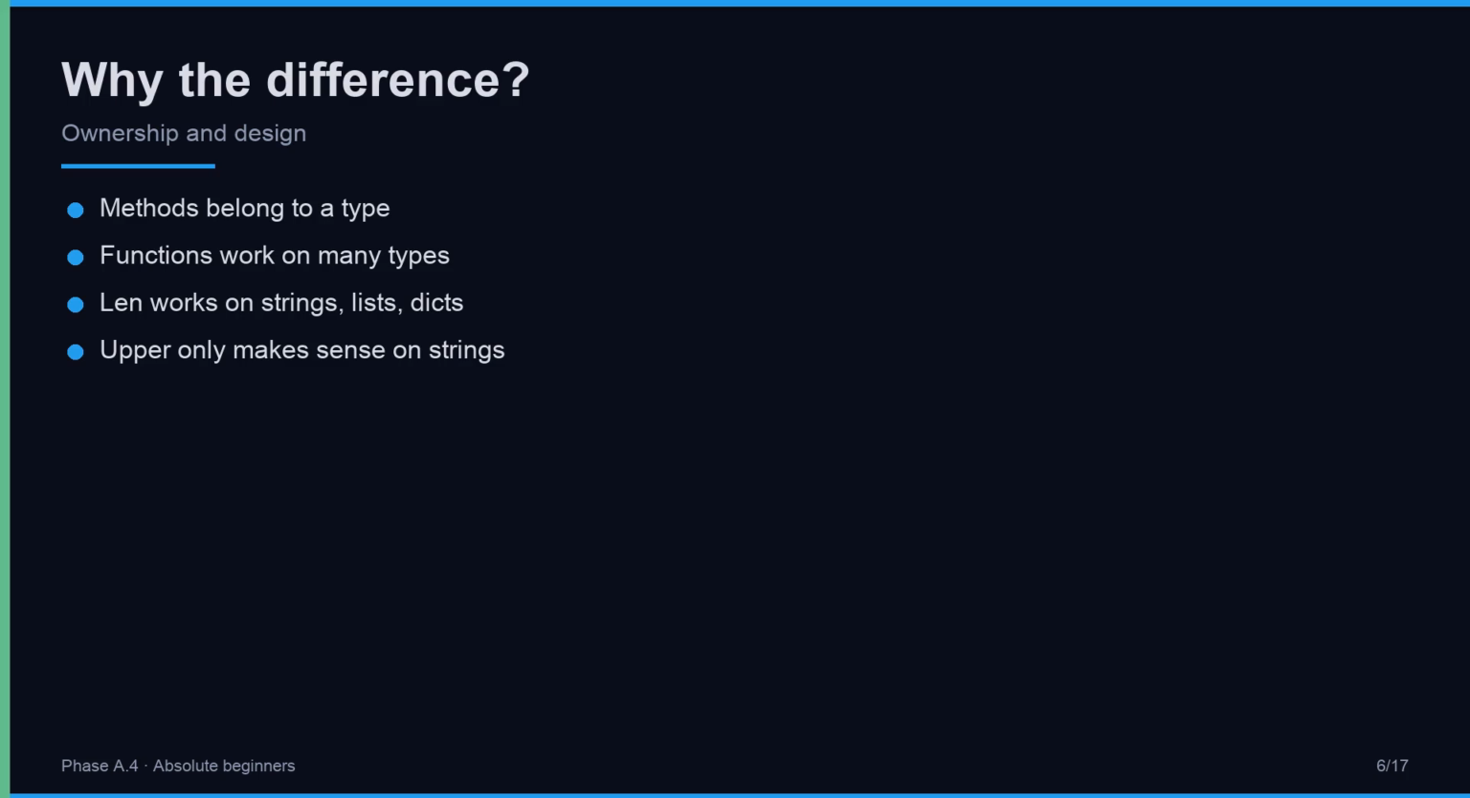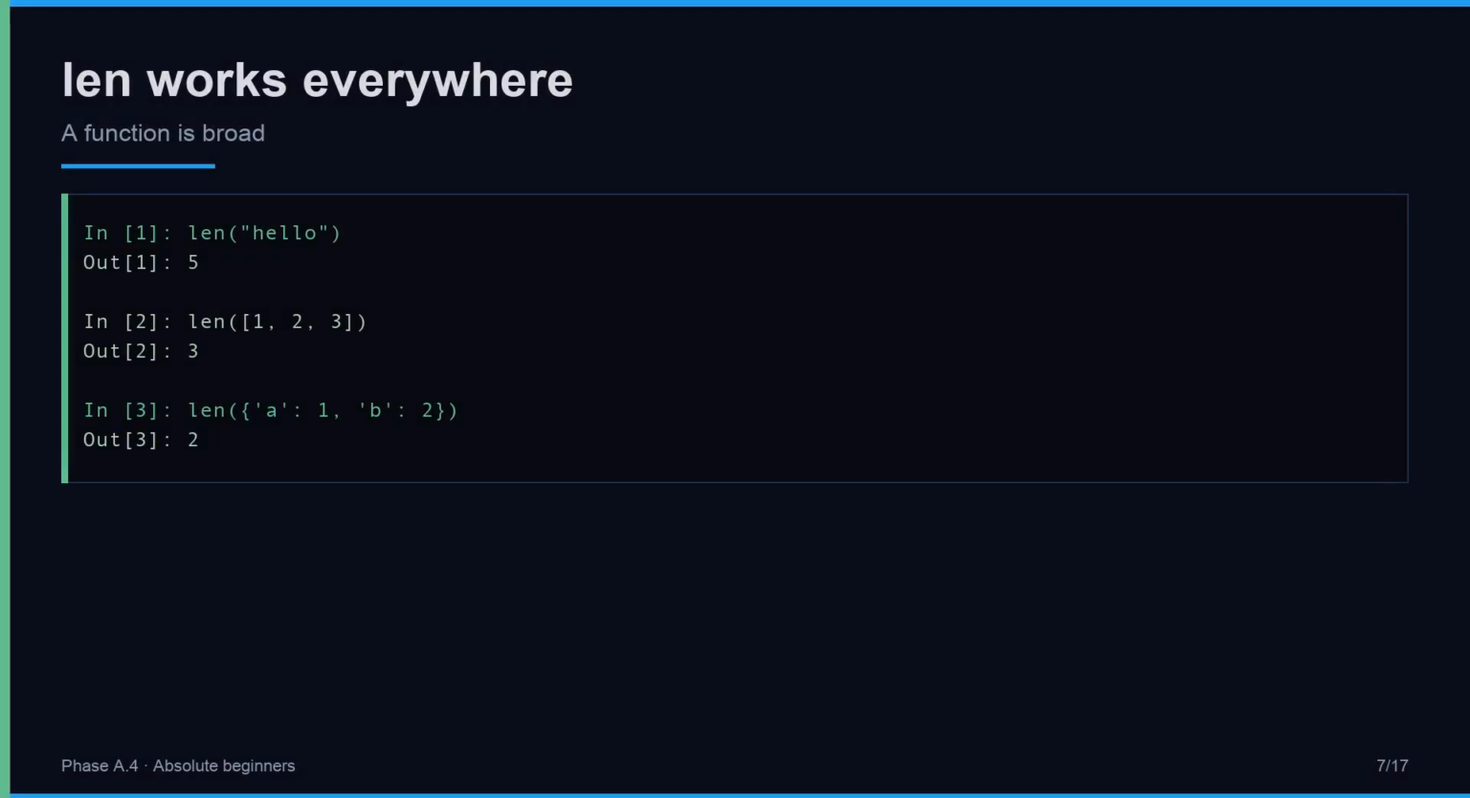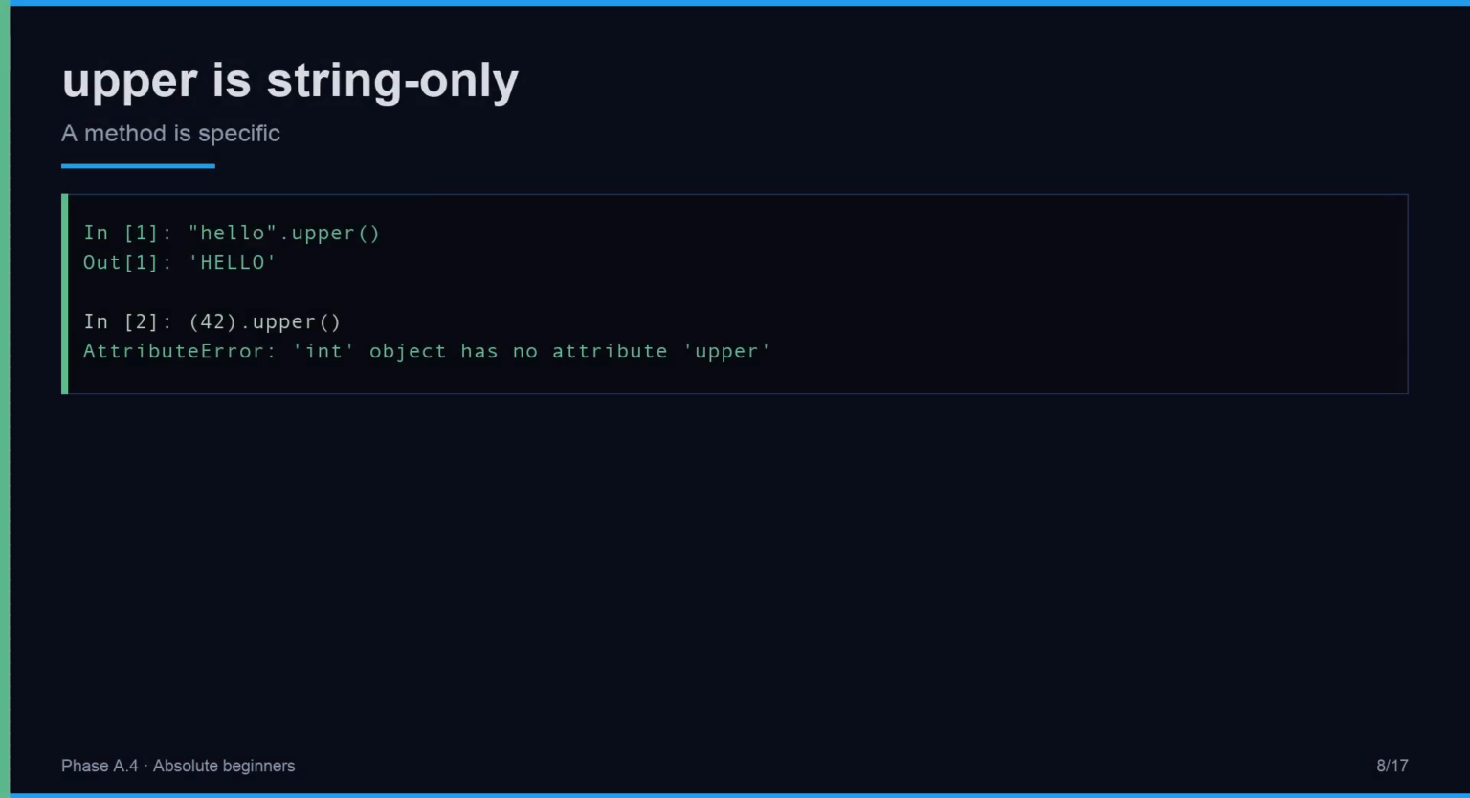Specific versus broad. Len is a function because it works on many types. Len of a string gives 5. Len of a list gives 3. Len of a dictionary gives 2. Same function, different types, same meaning: how many things are inside? If len were a method, every type would need its own len method. As a function, one tool serves all types that have a length. One tool, many types.